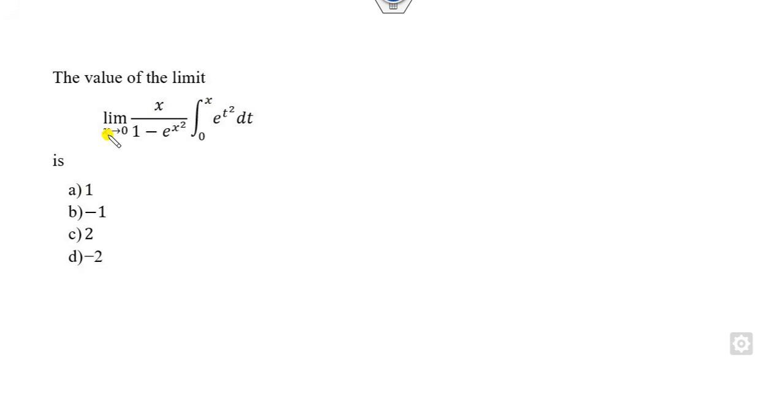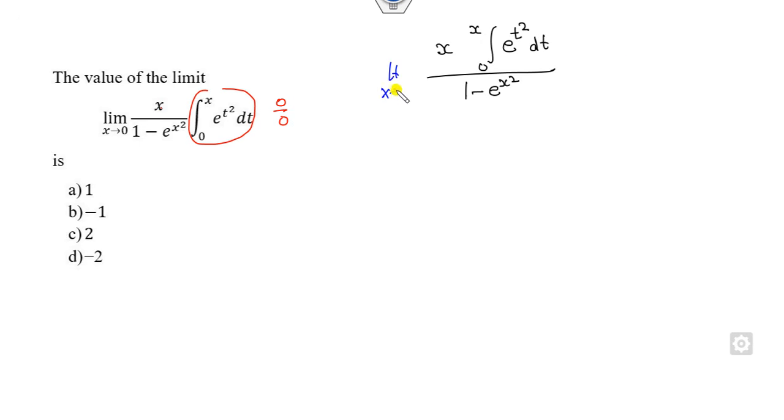Look at this one. When x is 0, this part will be 0, and this is 0. Again it's a 0 by 0 form. So I can rewrite this as the integral of e raised to t square, divided by 1 minus x square. Now you can take the limit as x approaches 0. So the denominator is minus e raised to x square into 2x.